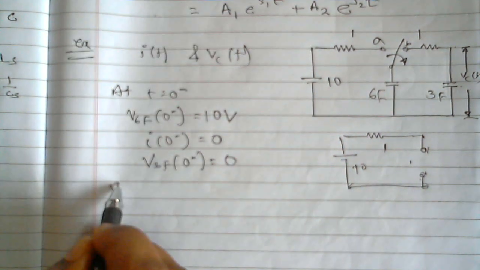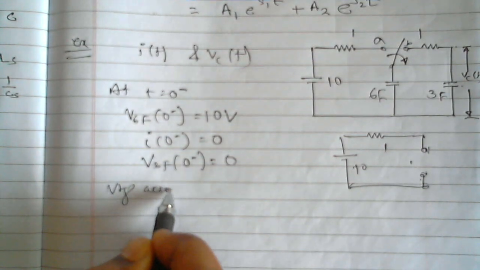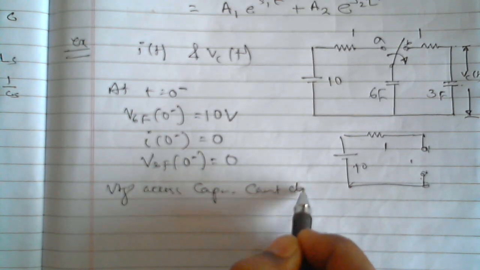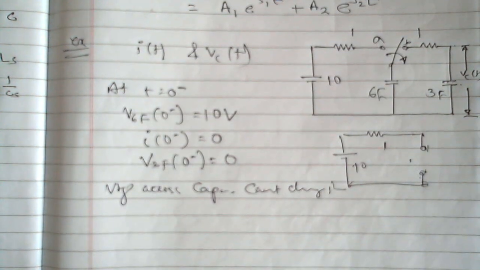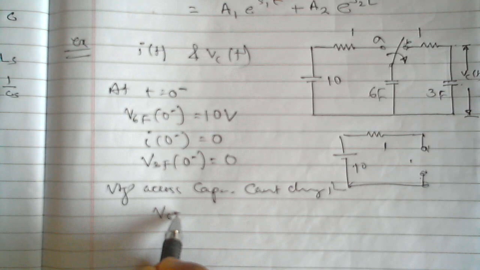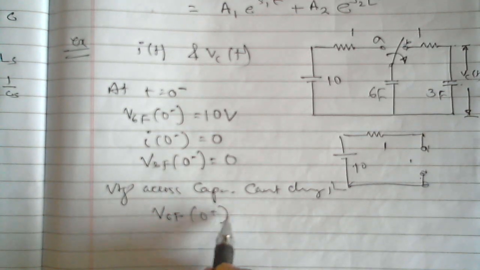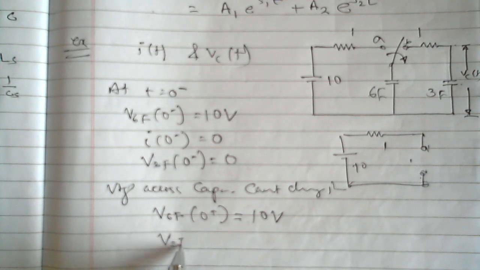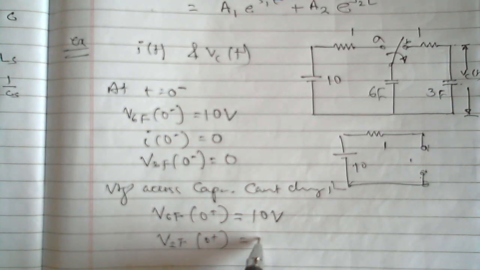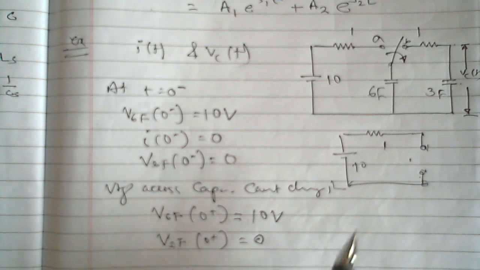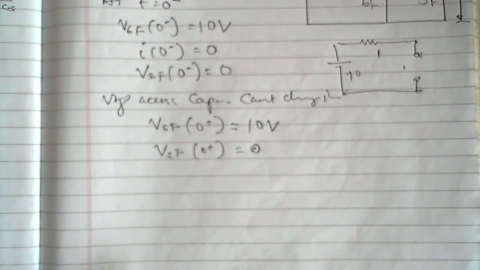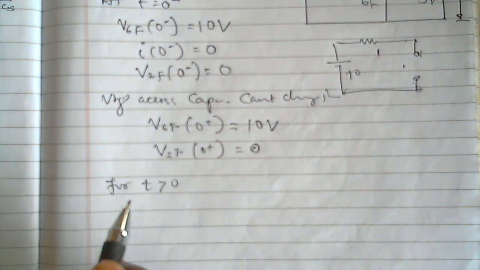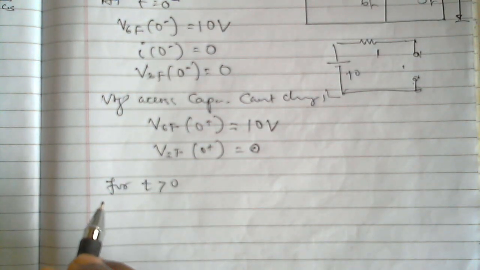Now as you know, voltage across a capacitor can't change instantaneously. Am I right? So I can say the voltage across the 6 farad capacitor at 0 plus is also 10 volt. Similarly, the voltage across the 3 farad capacitor at 0 plus is 0, because that is also a capacitor, no? So the voltage across a capacitor will not change instantaneously. Now for t greater than 0, I will draw the new circuit.